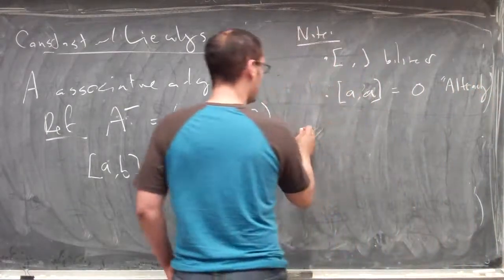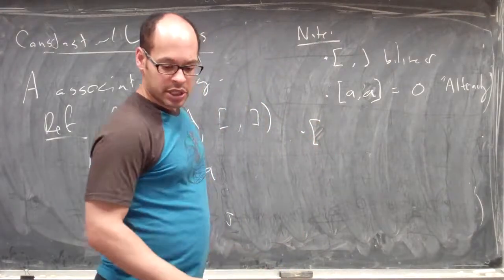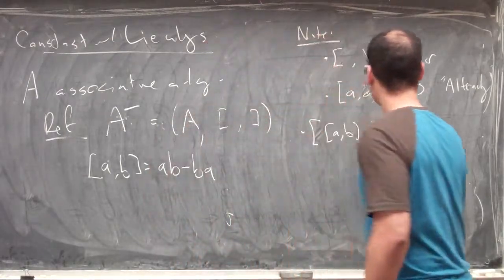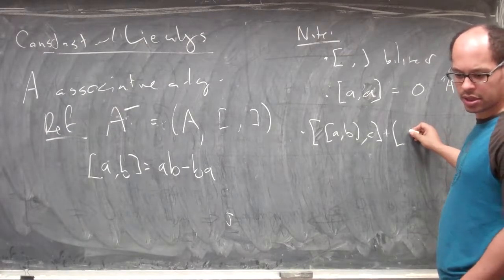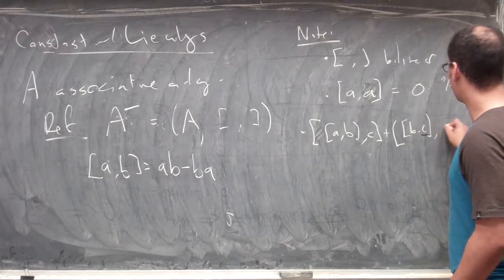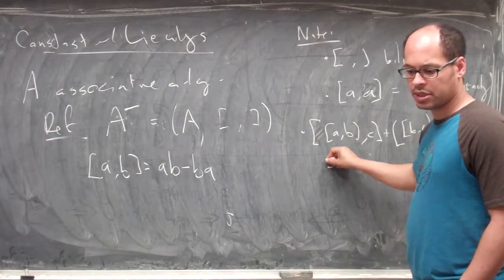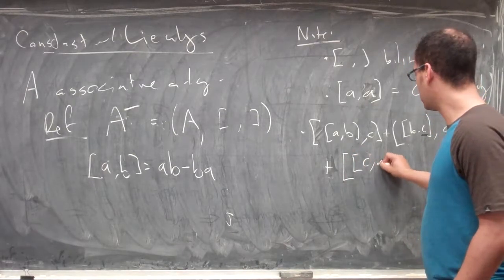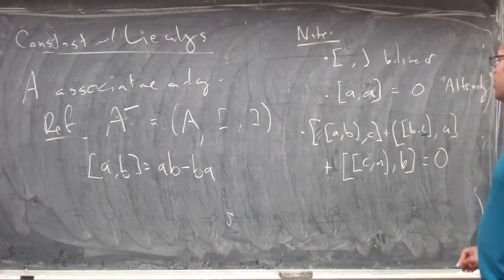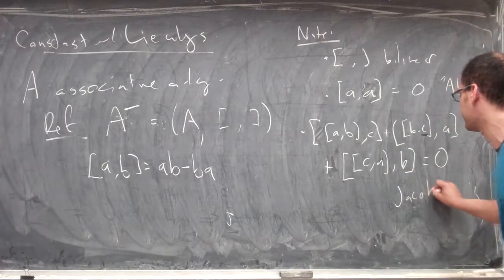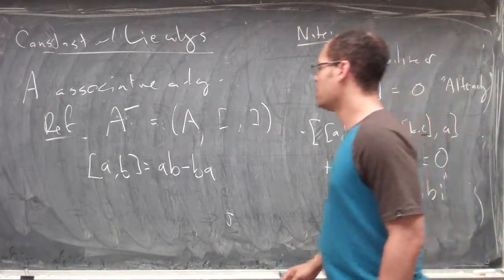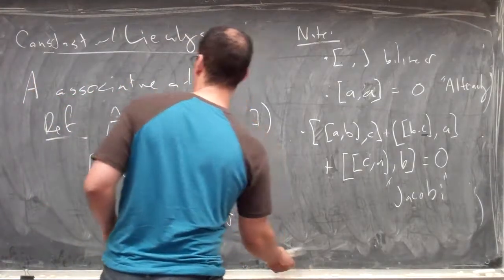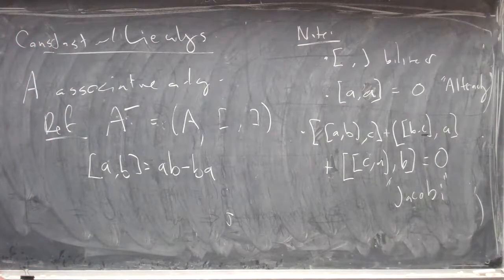And finally, you have this nice rule which says, let's say if I look at AB bracketed with C plus BC bracketed with A, plus CAB bracketed with B, this is equal to zero. This is called the Jacobi identity. So these are three nice identities that this bracket satisfies. You can go ahead and check them. It's just a fairly straightforward check.